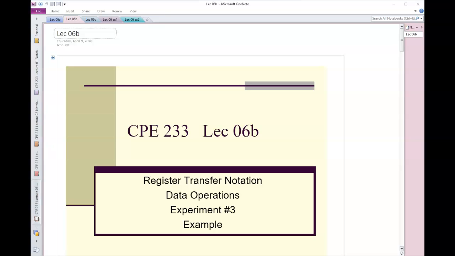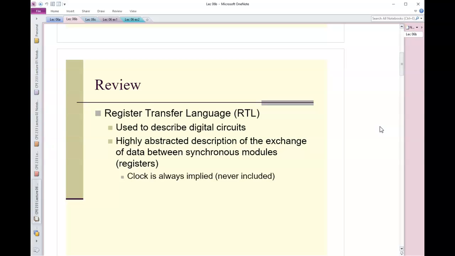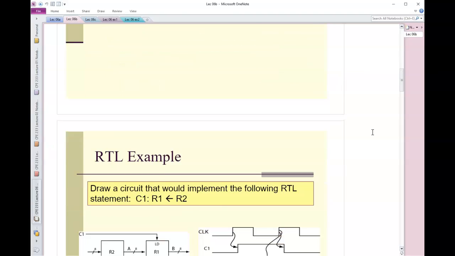This is lecture 6, part B, and what we're going to do is continue our discussion of register transfer notation with some example data operations which show transfer of data. And we'll get into a few examples as well. Register transfer notation, register transfer language, is a highly abstracted way to describe a digital circuit. We use it quite often when describing computer circuits, and let's see some examples here.